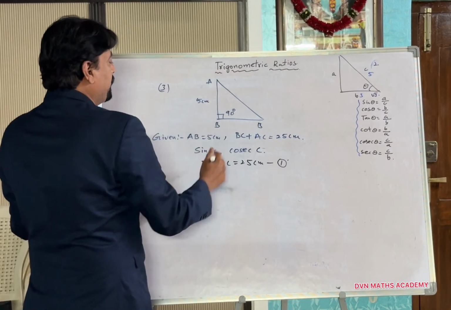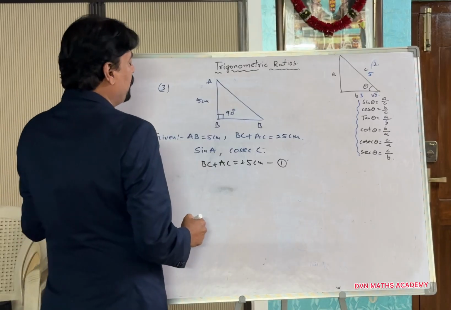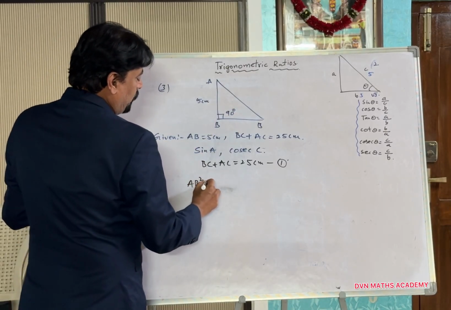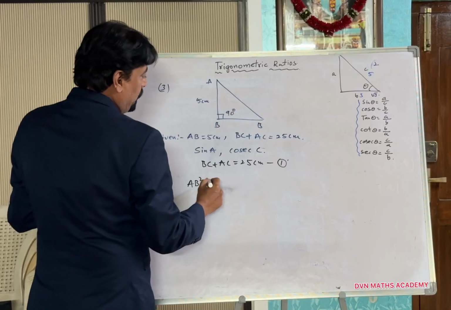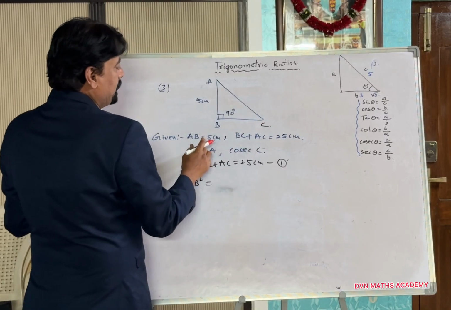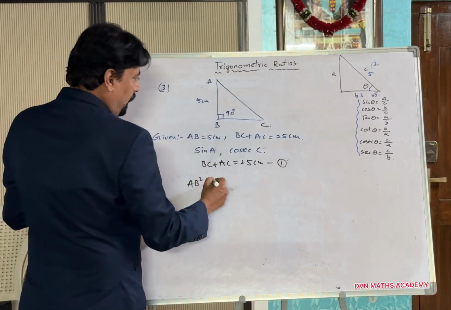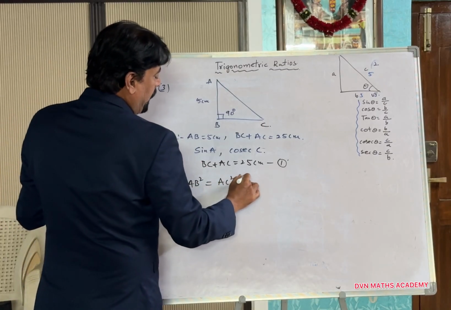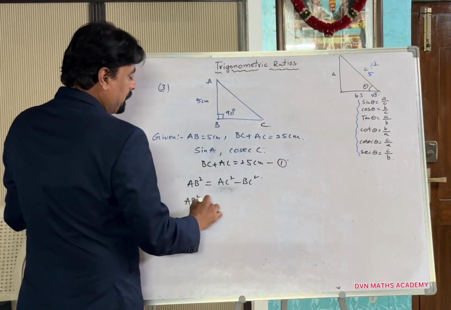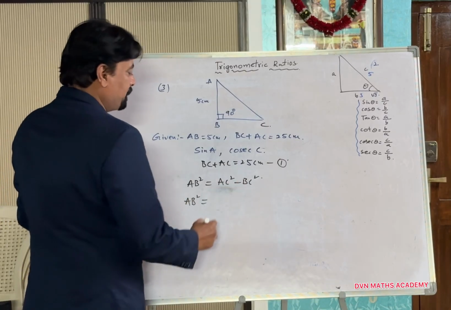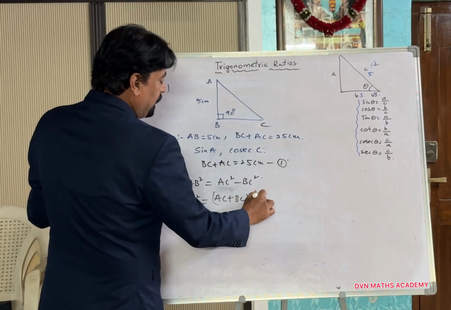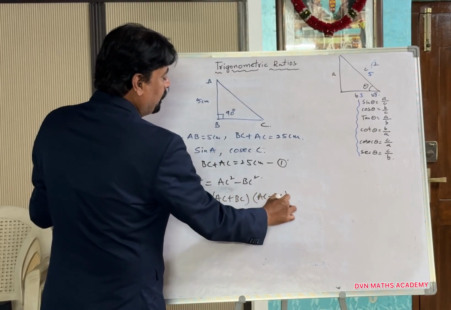But according to the Pythagoras theorem, we know that AB square is equal to AC square minus BC square. So this AB square is equal to, this is in the form of A plus B into A minus B. This I can write as AC plus BC and AC minus BC.